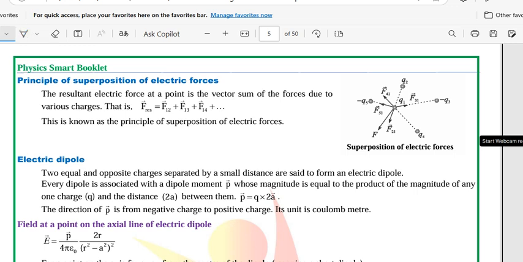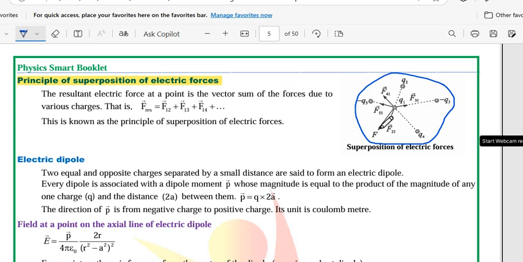The next concept that comes to you is the principle of superposition of electric forces. When coming to the superposition principle, we can derive the different forces that act on that particular electric field. Let us consider the diagram here.